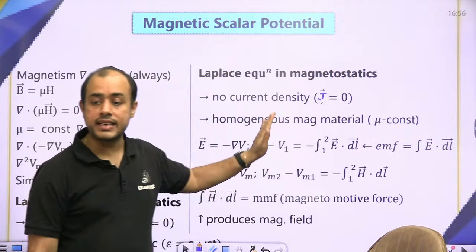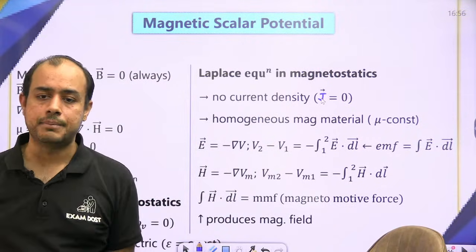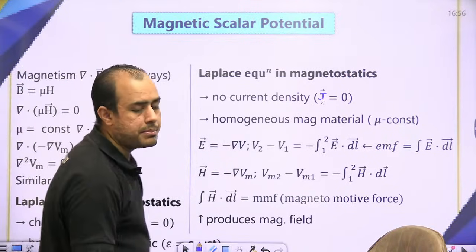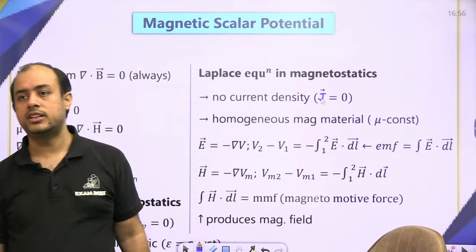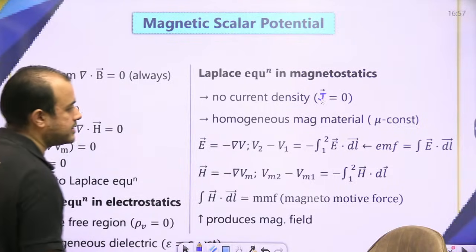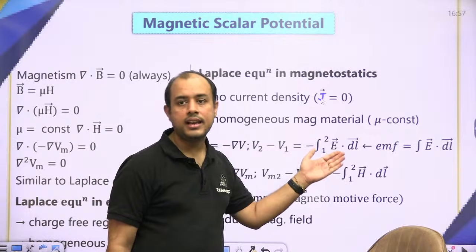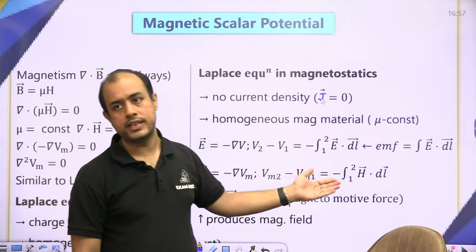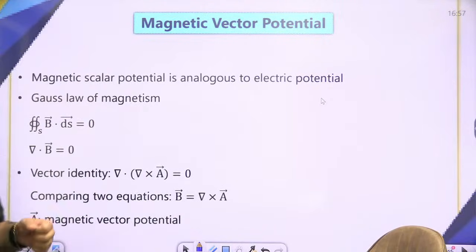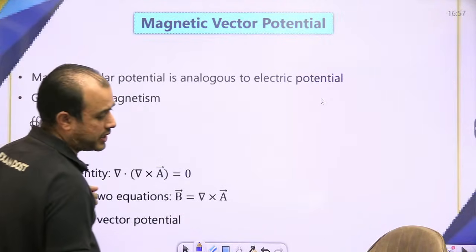Now you have understood, everything is defined the same way. So electric field is minus gradient of V. Similarly, magnetic field is minus gradient of Vm. Just like you find the potential difference using line integration of E, you find potential difference using line integration of H. Okay. Now we come to the vector potential.